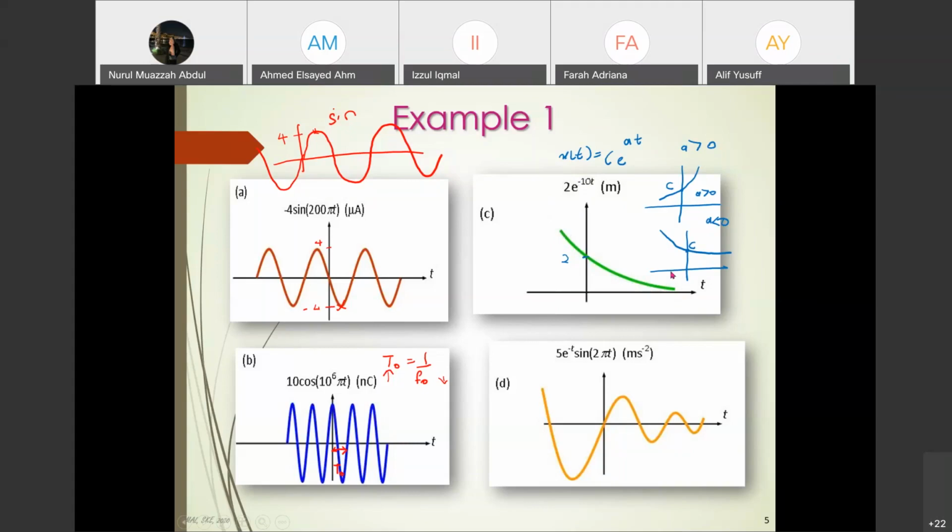All right, for D here is the multiplication of exponential signal and also sine wave. So the signal would be something like this. Something like this. So this is already advanced level. I rarely see an exam ask you to plot multiplication of exponential and also sine wave. This is just to give you some examples. All right.